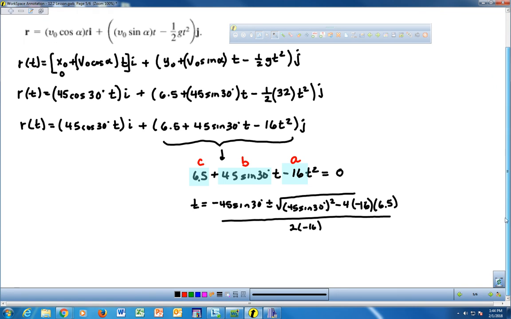Okay, so let's simplify this. t equals negative 45 sine of 30. The only thing I can do right here is do this part straight in the calculator. I'm going to do it with the plus and the minus to see what are the two answers that we're going to get. I'm going to do it directly.